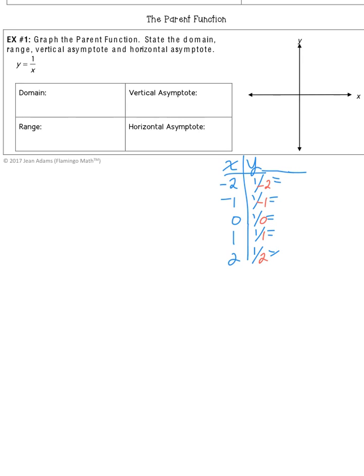Okay, so for this one, if I have 1 divided by -2, I get the value -1/2. This value here is going to equal -1. But this value here, 1 divided by 0, is not possible. Remember, you cannot have 0 in the denominator, so this is undefined. Your calculator will show error. And then 1 divided by 1 is 1, and then 1 divided by 2 is 1/2. So I'm going to plot these points on our graph above.